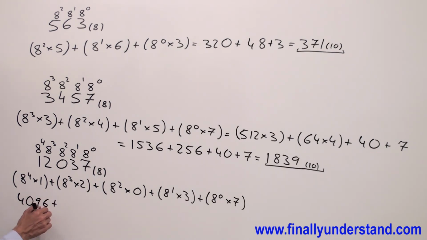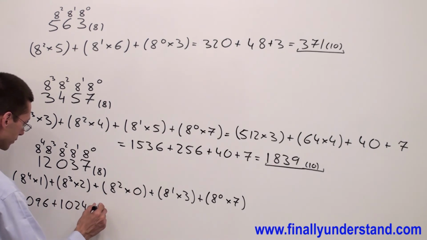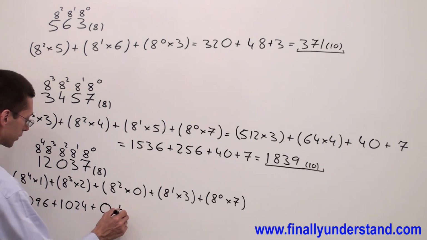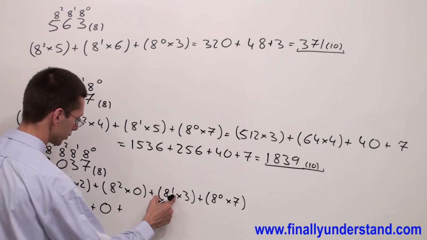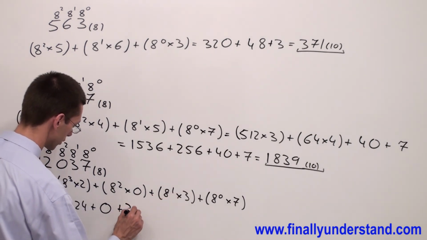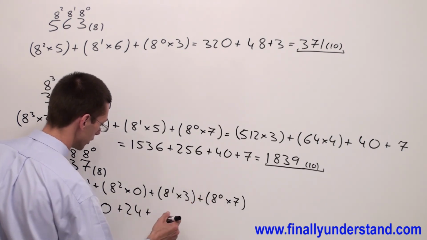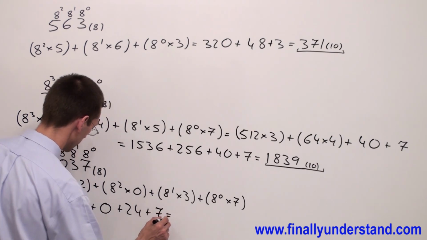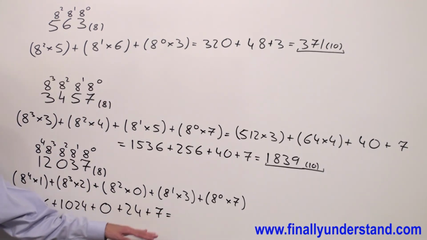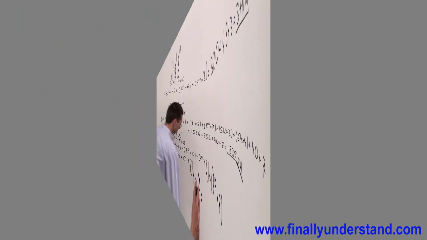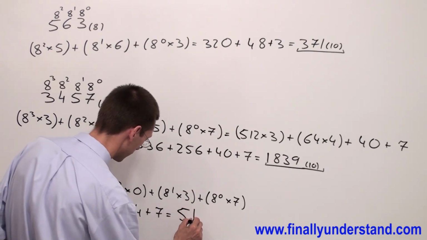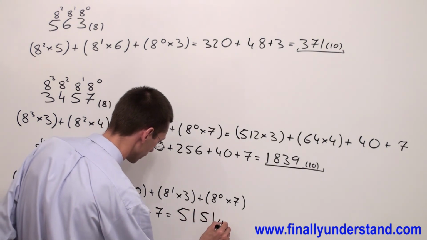So 8 to the fourth times 1 is equal 4096 plus 8 to the third times 2 is equal 1024 plus 8 to the second times 0 is equal 0 plus 8 to the first times 3 is 24 plus 8 to 0 is 1. 1 times 7 is 7. If you are going to add all these numbers, you're supposed to get the answer 5151 base 10.